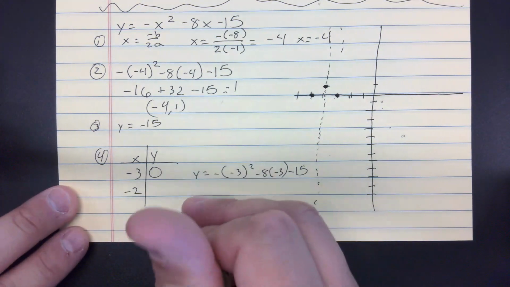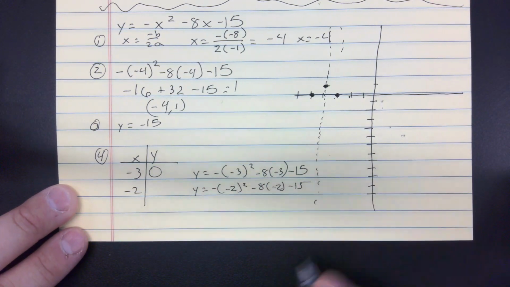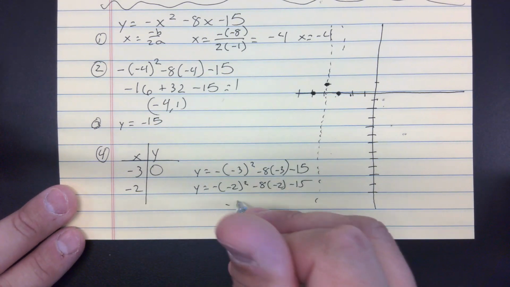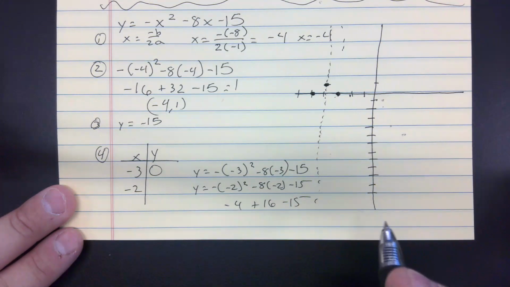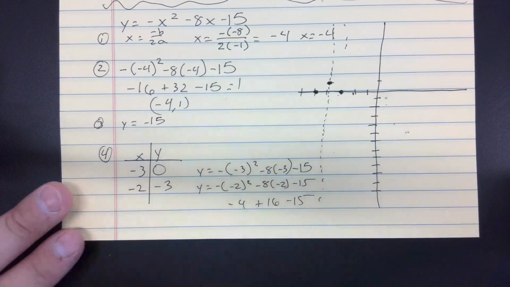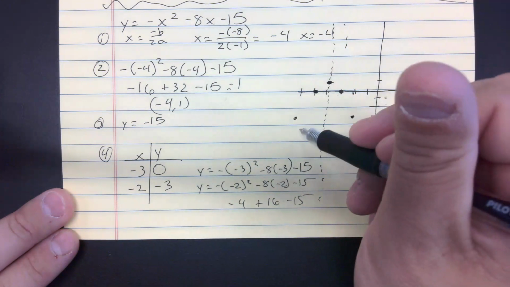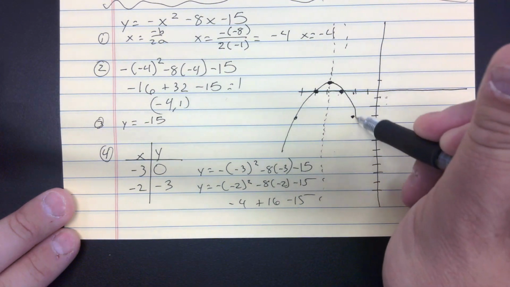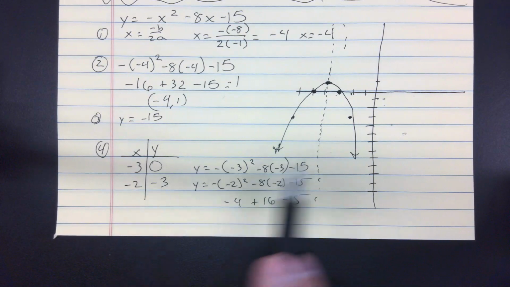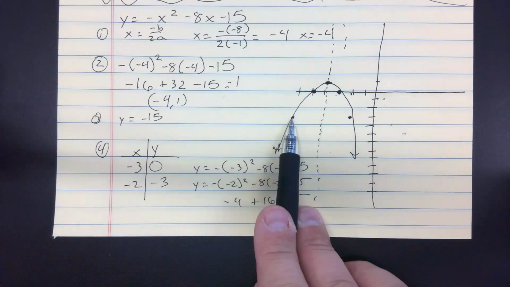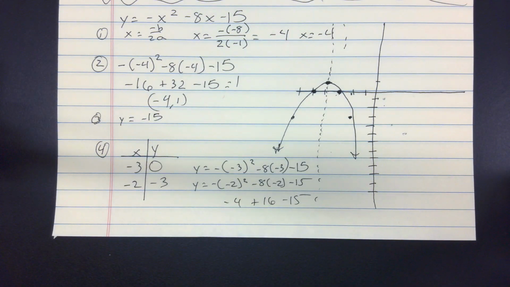Negative 2 is negative 4 plus 16 minus 15, or is that 3? So this one also opens down. And it looks like this. Okay, so we have negative 2, 3, and negative 3. If you have a point over here, you're going to have a matching point over there. If you have a point right here, you're going to have a matching point over there. And so on.